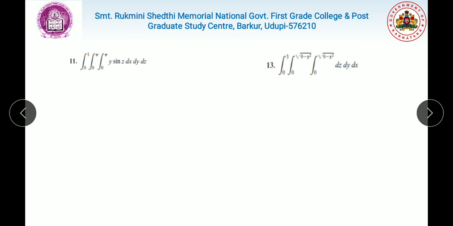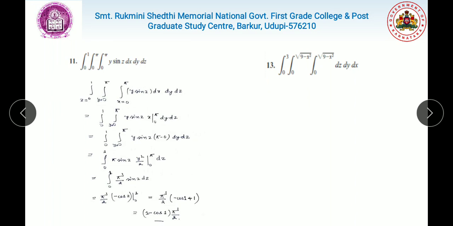Question number 11, you have limit for z, outermost limit for z 0 to 1, then y 0 to pi, x the inner variable from 0 to pi. So when you integrate with respect to x, y and z are constants, so sin z is also constant, so integration becomes y sin z into x, put the limits 0 to pi, so it becomes y sin z into pi.